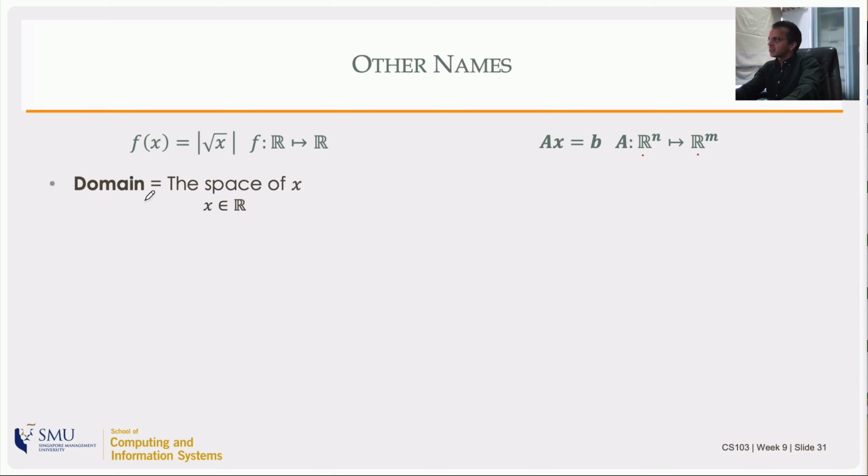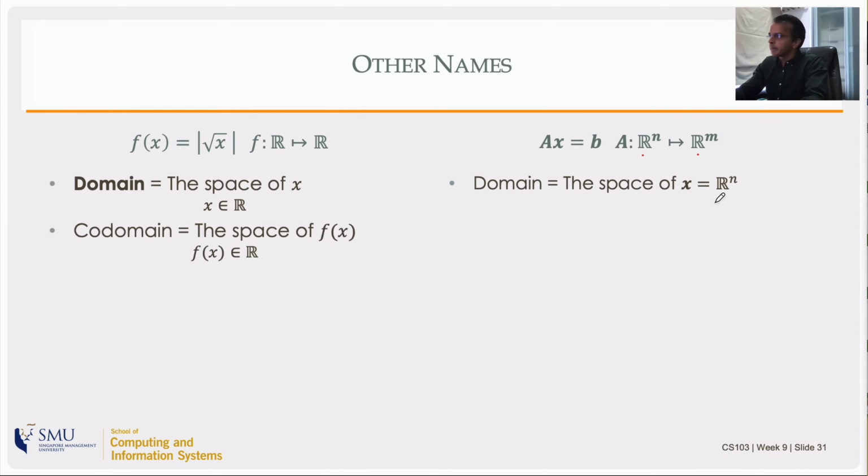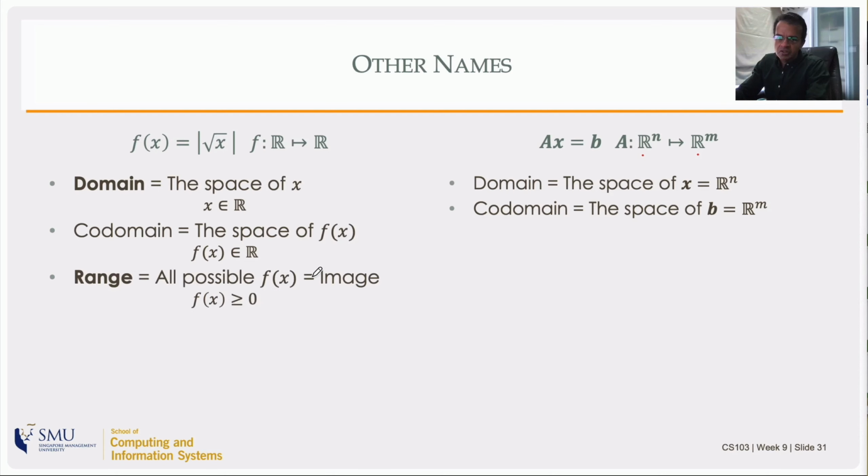The domain is the space where the argument x lives, and that is just a real number, x in R. Similarly, the domain is the space where the x vector lives, that is in Rn. Codomain is the space of the output value f(x), that is R also in this functional example. But in our linear algebra example, output is in Rm. Range is all possible output values, and that's also called the image. In this particular example, you cannot get negative values, you can get only 0 or positive values. So that is the range or the image.